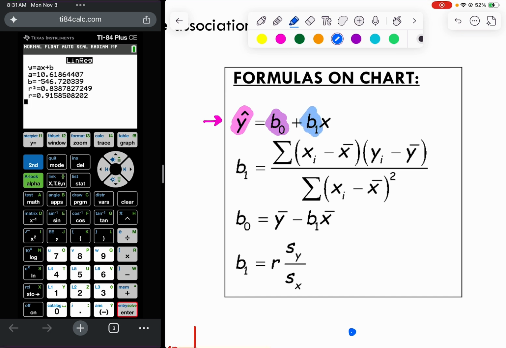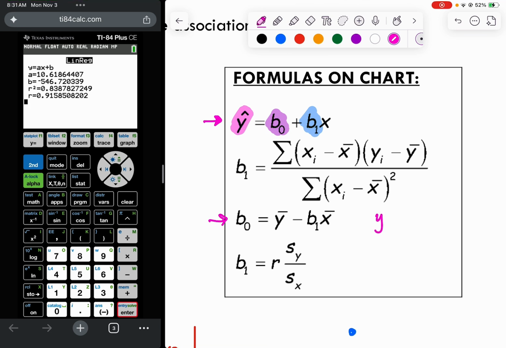As you're going through some of the other formulas, like this one down here, this formula is actually exactly the same as the one above. It just communicates one additional piece of information: if you have the linear regression model, or the line of best fit or the least squares regression line, that line will pass through the average of the x's and the average of the y's.